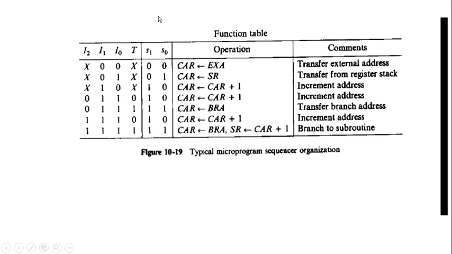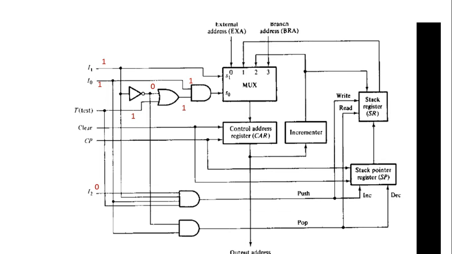So consider the case I1 = 1, I0 = 1 with I2 = 0 and T = 1. This is the case of branching to a location which is specified in the address field of the current microinstruction. Next is the case I1 equal to 1, I0 equal to 1 with I2 equal to 1 and T equal to 0. Okay, this is the case I1 equal to 1, I0 equal to 1, I2 equal to 1 with test equal to 0.